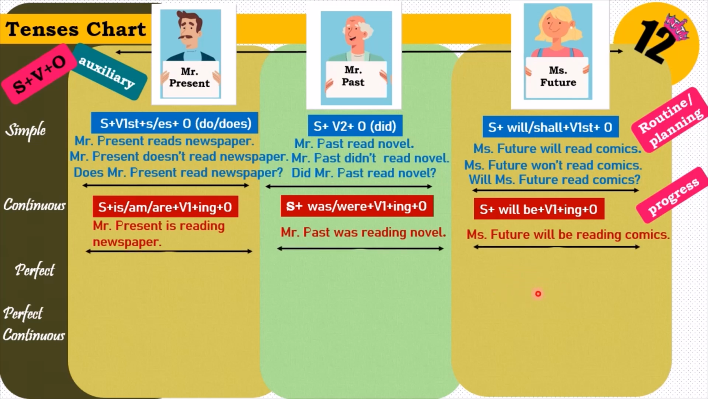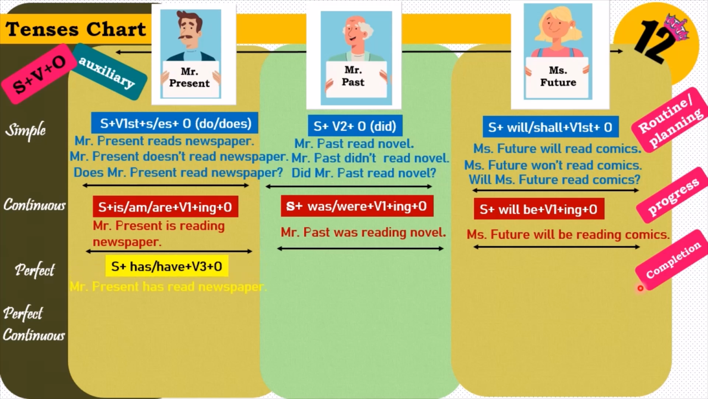Coming towards the perfect tense. The perfect tense describes a kind of work that is completed. The completion is shown with perfect tense. That's why it is known as perfect. The feature or the rule or the formula is subject with the addition of has and have. With has and have, we are going to place verb third form. At the end, we will be placing object.